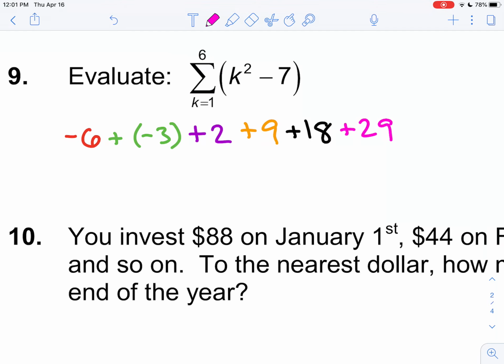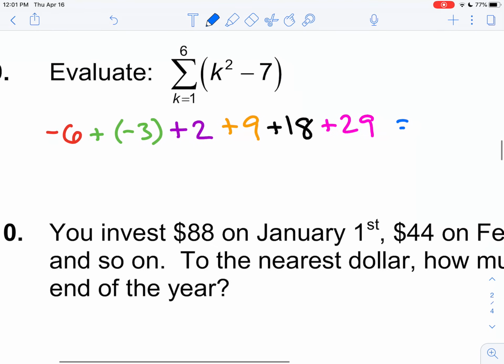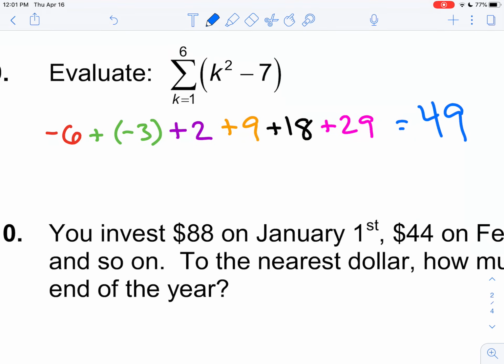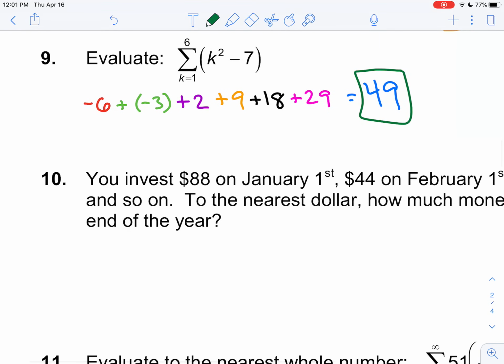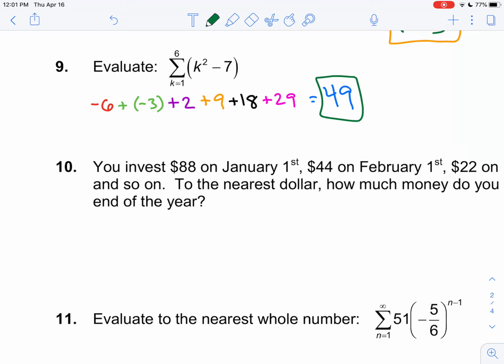Remember that big sigma just means the sum. So here we go. Did I use blue already? No, perfect. So we're going to add those together. 49 is the answer. So be careful. A lot of people like to use a formula for that one. There is no formula that works, so don't do it.